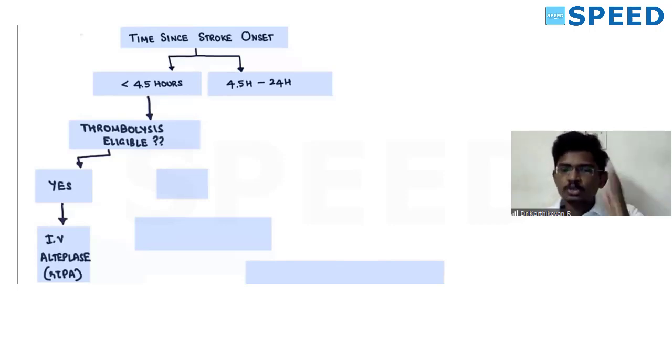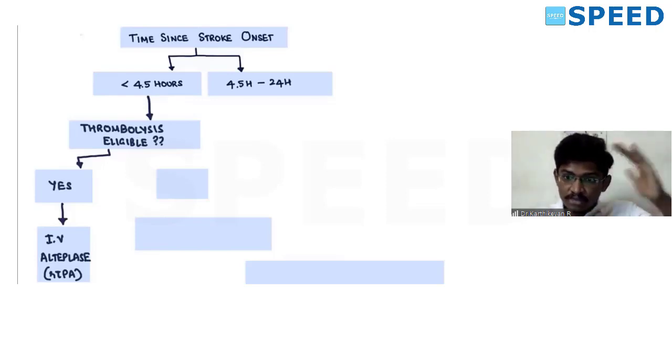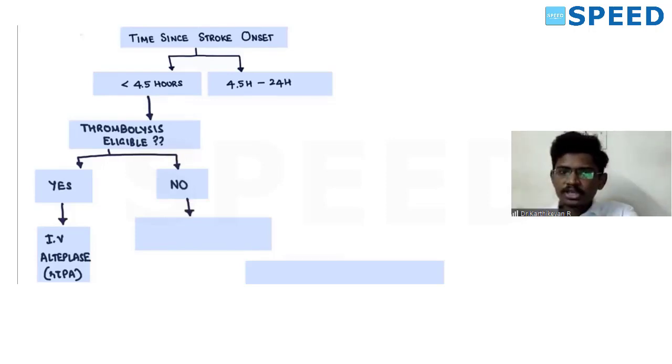Whether indicated or not, you should know the set of indications as well as contraindications, and go and see whether they are indicated or not. If it's indicated, you can go for IV alteplase. This is the drug of choice for thrombolysis in ischemic stroke, which is a recombinant tissue plasminogen activator. What if the patient is within the window period, but he is not eligible for thrombolysis? What can you do? That becomes your next question.